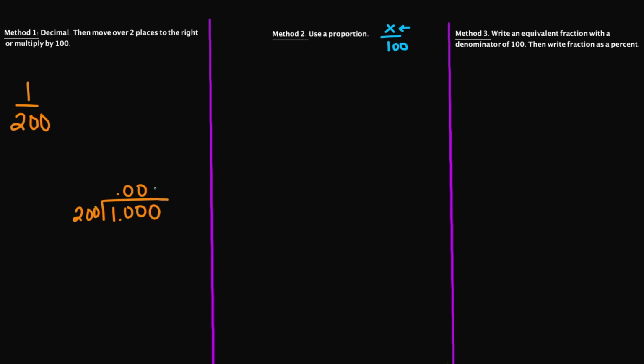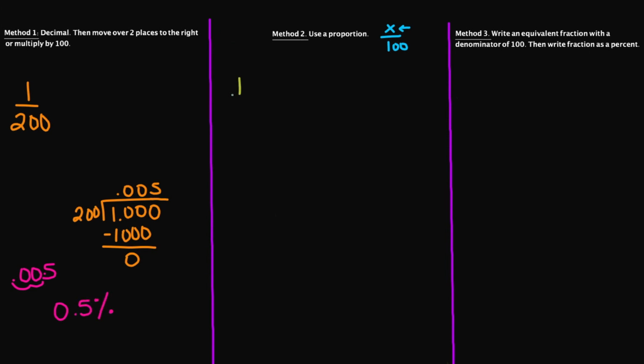200 goes into 1000 5 times. So 200 times 5 is 1000. 1000 minus 1000 is going to equal 0. So your decimal is 0.005. And if I were to move 2 decimal places to the right, 1, 2, it's going to put me right here in between the 0 and 5. So your percent is going to be 0.5%.